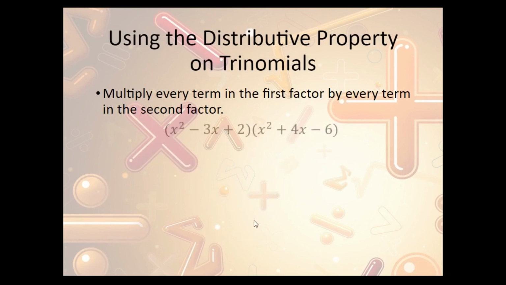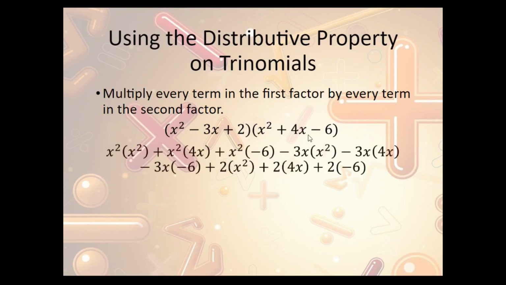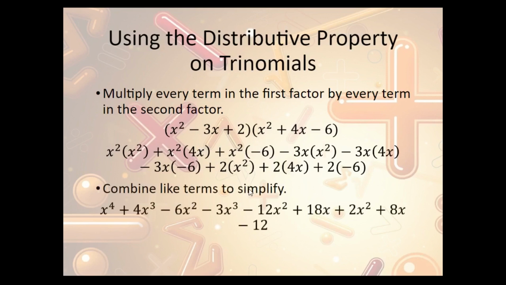What about trinomials? What if it's 3 terms? It's no different. We do the same thing. We take x squared and multiply it by x squared, by 4x, and by negative 6. Then we do it for the second term: negative 3x times x squared, negative 3x times 4x, negative 3x times negative 6. And then we do it with the 2: 2 times x squared, 2 times 4x, 2 times negative 6. This looks like a lot of stuff, but once we combine like terms, it shouldn't be so bad. x squared times x squared is x to the 4th. x squared times 4x is 4x cubed. x squared times negative 6 is negative 6x squared, and so on. And we end up with this.